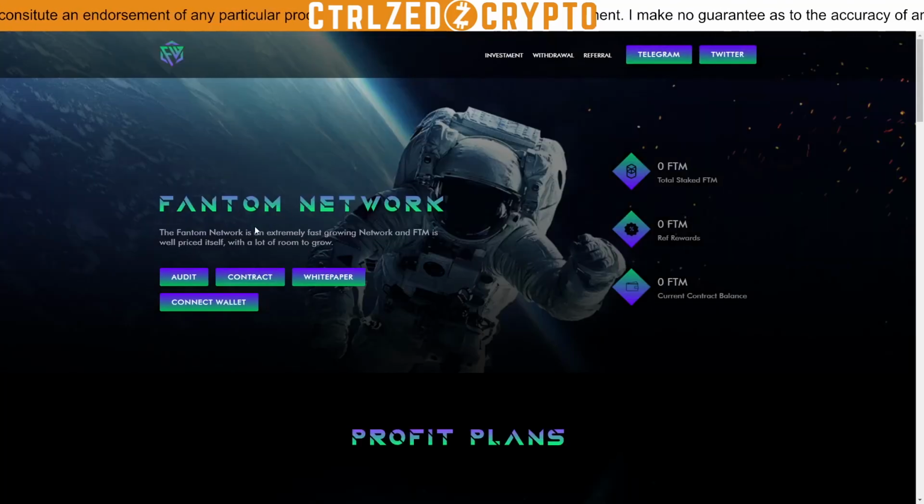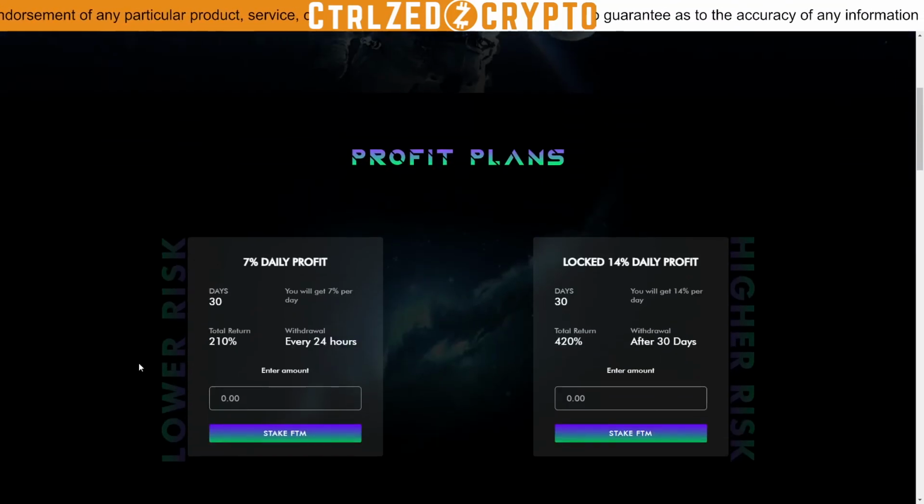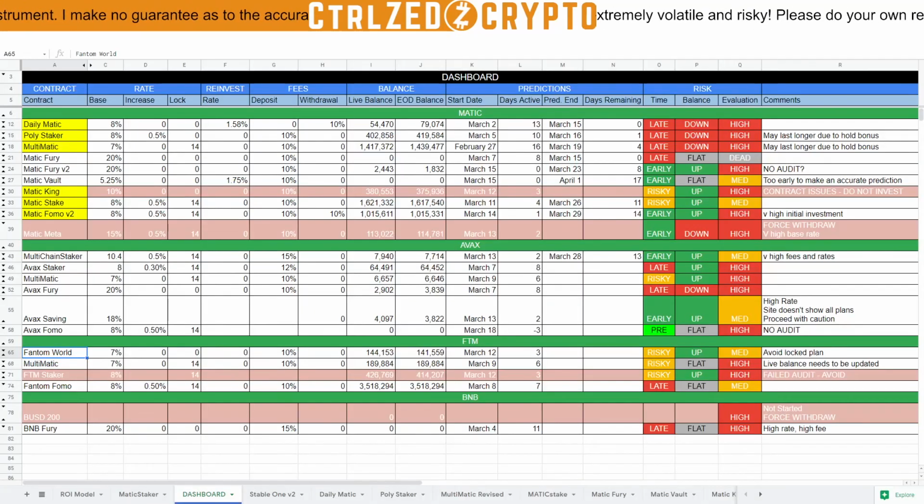Basically, this is a very strange one in my opinion. You've got the daily plan, 7% a day, which is not bad. That's actually pretty sustainable as far as these go. And then you got this weird locked 14-day plan, which I would never even consider. So, yeah, there's some potential in Phantom World.